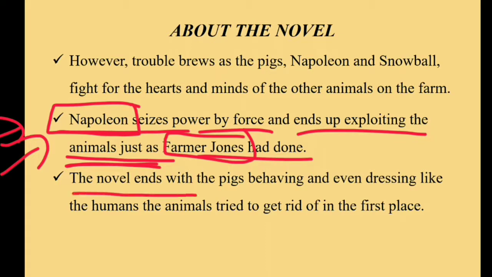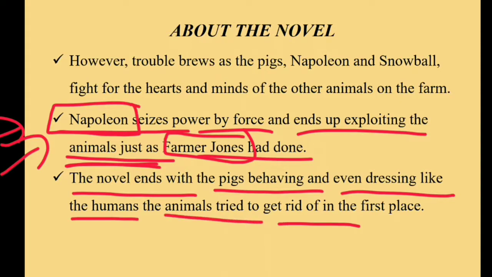The novel ends with the pigs behaving and even dressing like the humans. The animals tried to get rid of them in the first place. Here, gradually, even the pigs become like humans. It is to show that animals are much better than human beings. Human beings torture animals because they cannot speak, they cannot voice their emotions. Alright, so here, human beings are worse than animals. This is the thing which is being reflected by these lines.